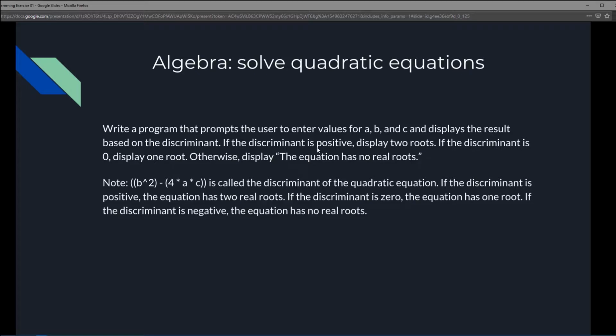If the discriminant is positive, display two roots. If the discriminant is 0, display one root. Otherwise, display the equation has no real roots.